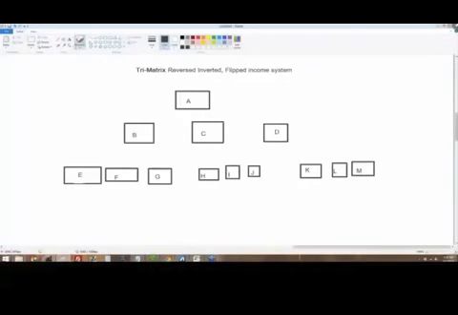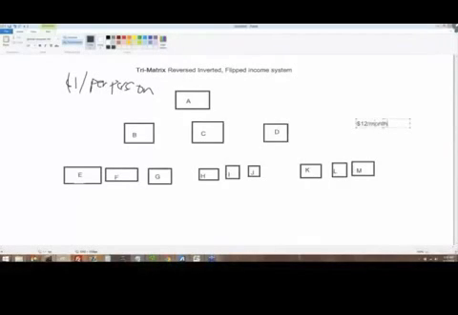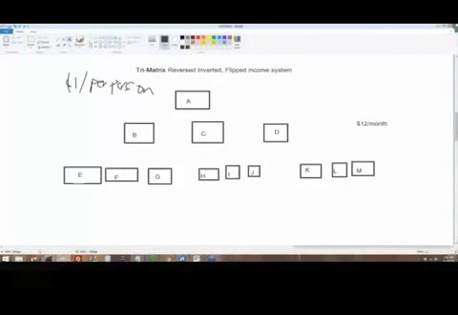A is going to get $1 per person in this matrix, regardless of who referred them. So A in this case is going to get $1, $2, $3, $4, $5, $6, $7, $8, $9, $10, $11, $12 right away per month per person. B is going to get 3, C is going to get 3, D is going to get 3. It doesn't matter who referred everybody. It doesn't matter if A referred nobody beyond B. And it doesn't matter if A even referred B. B might have been referred by somebody else above A in the company.